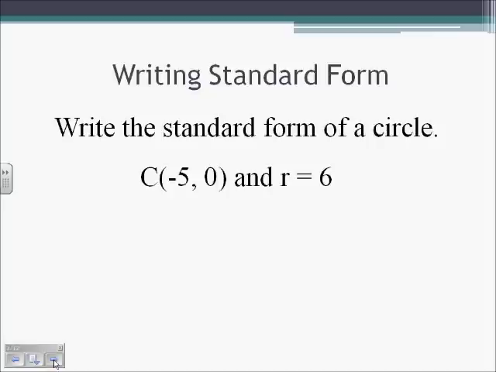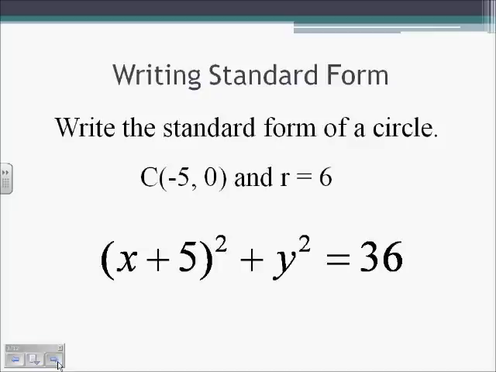So if we have to write an equation in standard form given a center and a radius, our center is (−5, 0). So we know our normal equation is going to be (x − h)² + (y − k)² = r². So we're going to have x minus a negative 5 squared, so that's going to be (x + 5)², plus (y − 0)², which is really just y², is going to equal our radius squared, which is 36.